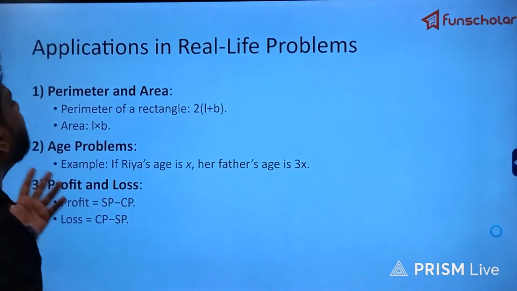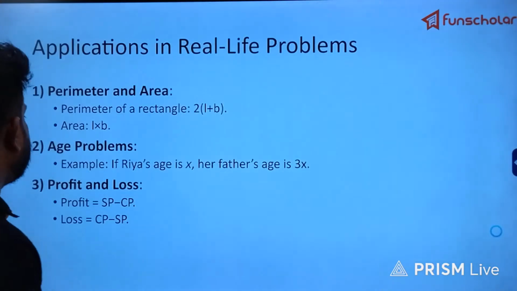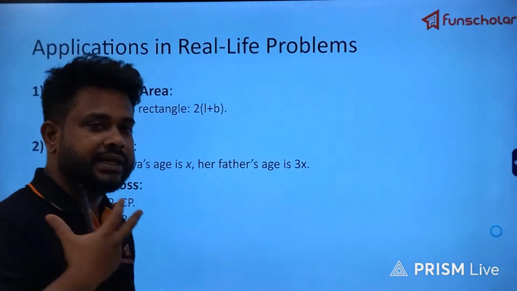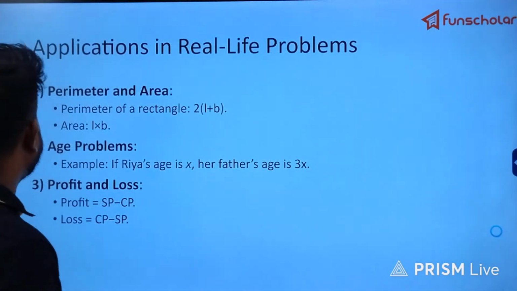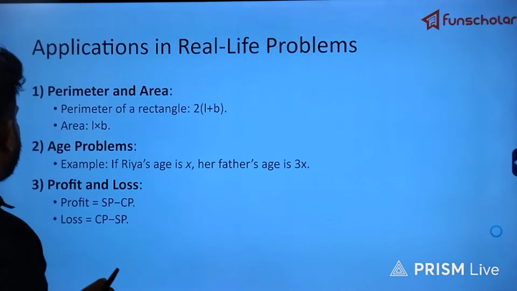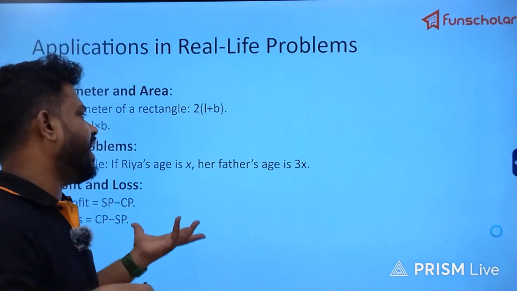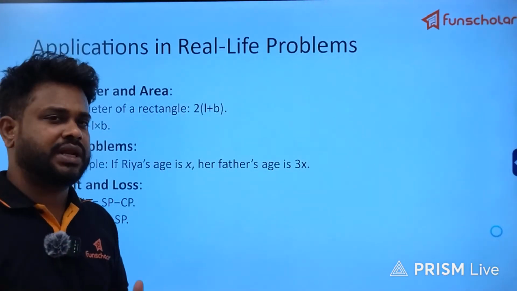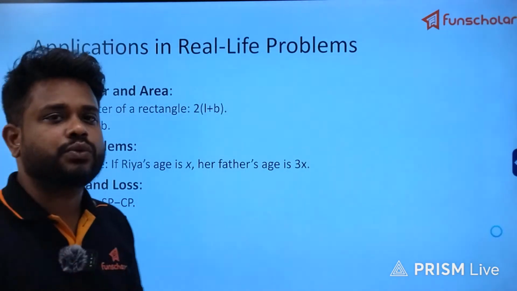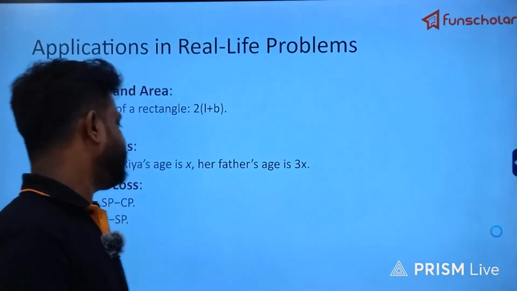Now let's see some real life examples or applications of these algebraic expressions. Like for perimeter and area, we know that the perimeter of a rectangle is 2 into length plus breadth, and area is L into B, or length into breadth. Or age problems, which you may have done in class 7 as well. So age problems can also be done using these formulas or algebraic expressions.